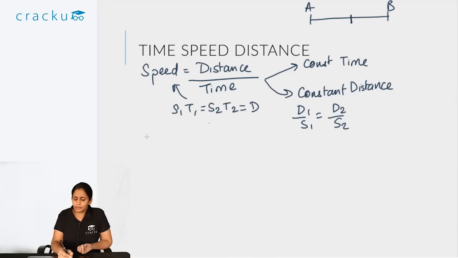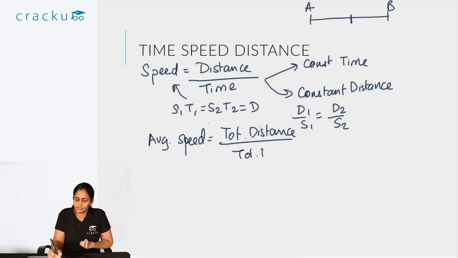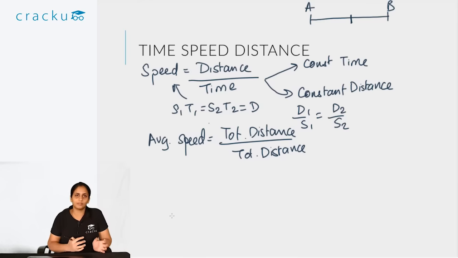One concept that you have to take care of is that whenever you are asked for average speed, do not calculate the average of the speeds given. You calculate average speed by first calculating the total distance, and you divide that by the total time. The reason for this is that the average speed is different depending on whether the speed is calculated over equal intervals of time or over equal distances.